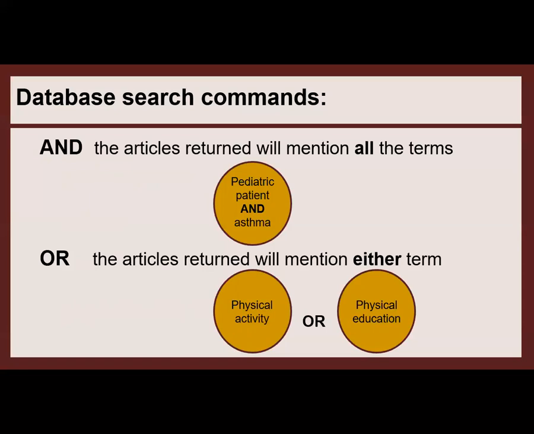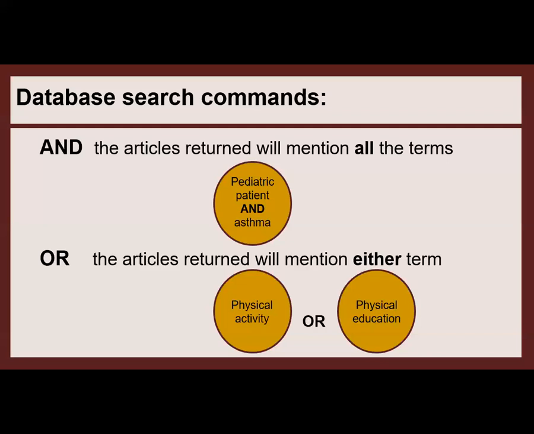When you connect keywords with or, the database will return articles that mention either term. If our search string is physical activity or physical education, we will retrieve articles that mention physical activity and articles that mention physical education, but not necessarily articles that discuss both terms.